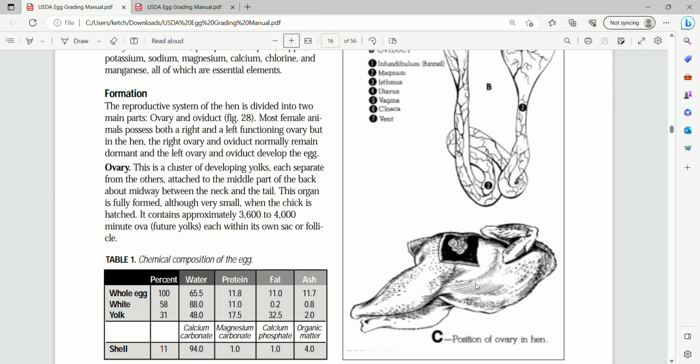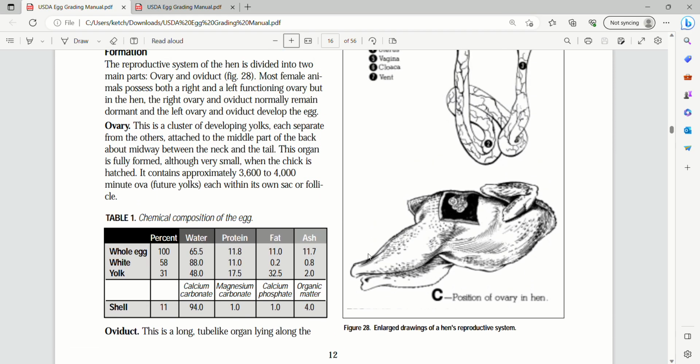This organ is fully formed, although very small. When the chick is hatched, it contains approximately 3,600 to 4,000 minute ova, future yolks, each within its own sac or follicle.